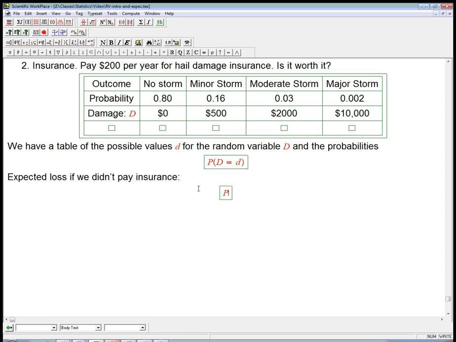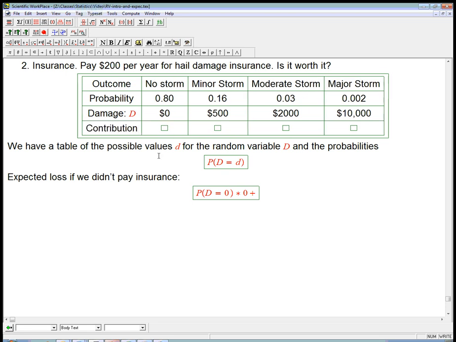Expected loss if we don't pay insurance. Well, we're going to take the probability that the damage is 0 times a payment of 0. I'm going to make another row just like we did before. The contribution for each year, of course, for the no storm case is $0. Plus the contribution for a minor storm, 16% chance of losing $500. We're going to count that as losing $80. Doesn't mean we really lose $80 a year, but it does mean that over like 100 years we would expect on average to lose $80 a year. So it's a good estimate for what we should expect to lose.